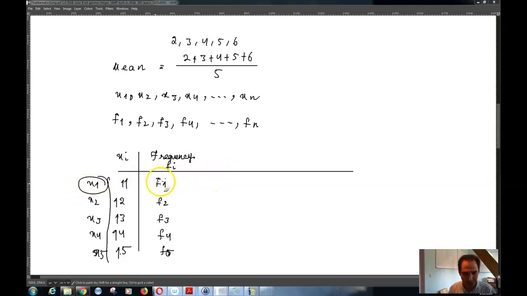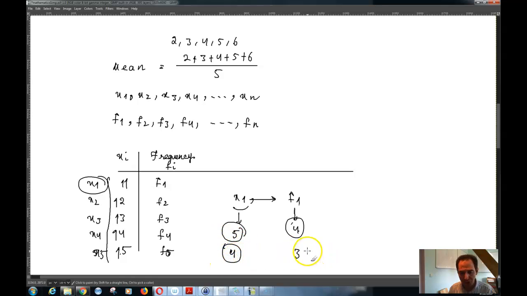So what that means is that if the observation x1 has the frequency f1, for example x1 is 5 and f1 is 4, that means that in your data you had 5 four times. If your x1 is equal to 4 and your f1 is equal to 3, that means that 4 has occurred in your observations 3 times, and so on and so forth.